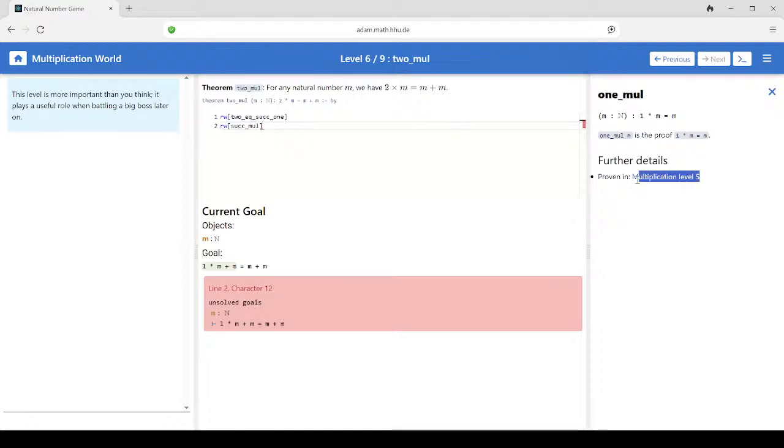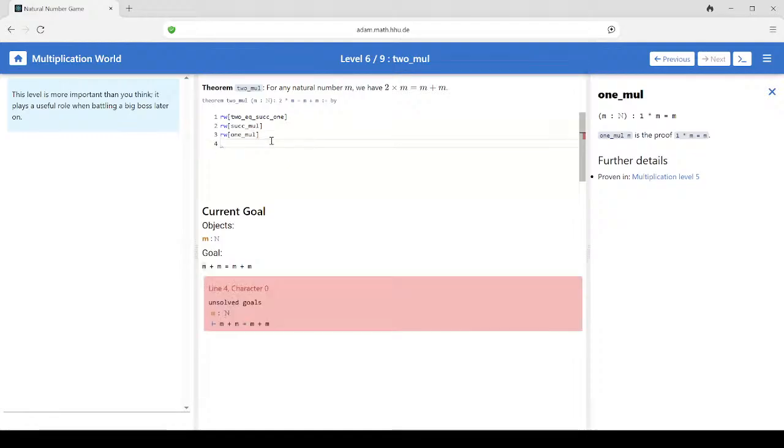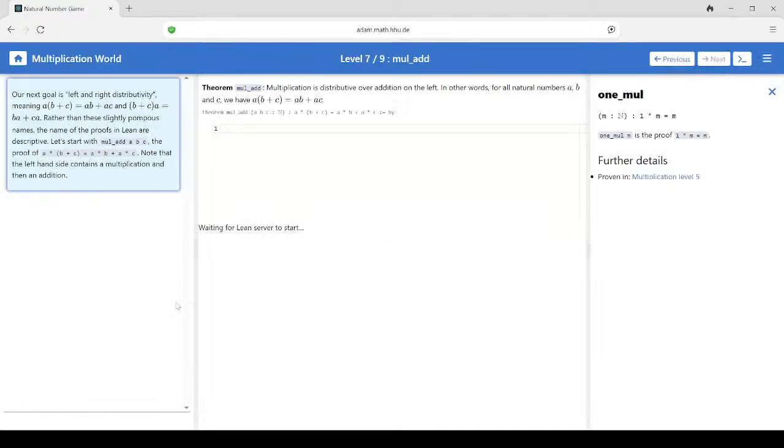Oh, and that's what we proved just last level. So we're gonna use this newly acquired, what did it call them? Lemmas? I think, yeah, it called them lemmas. An intermediate proof that you can use in a bigger proof. Yeah, so 1 multiply m plus m equals m plus m. Easy. Wow, this is going better than I thought it would.